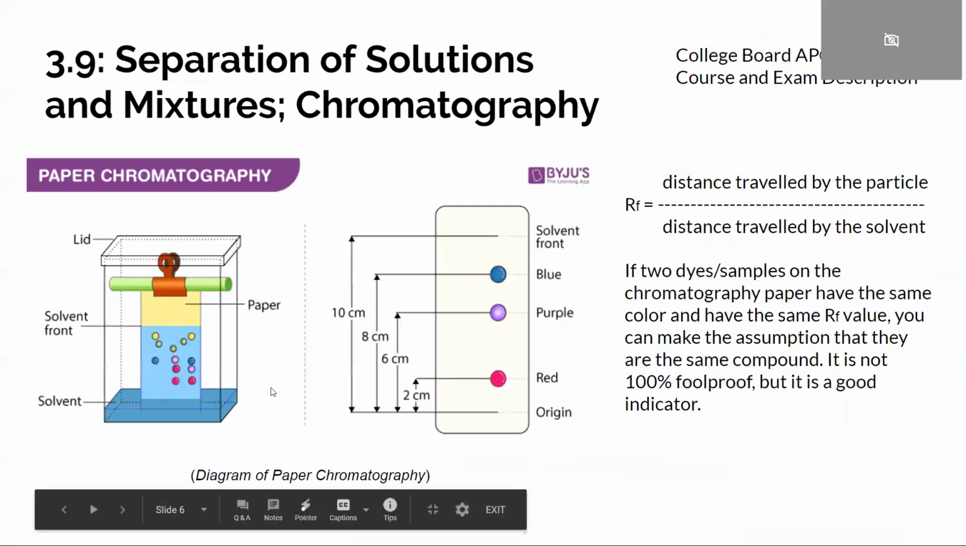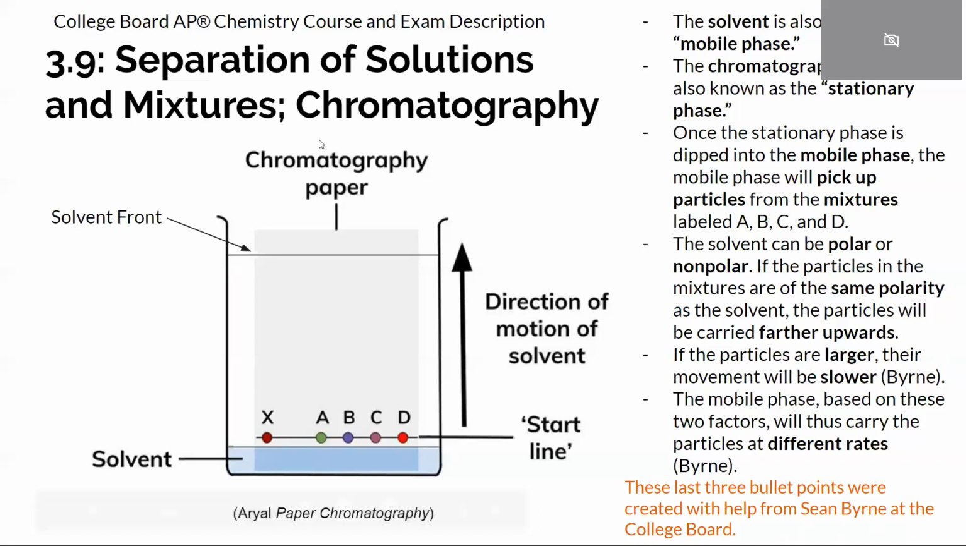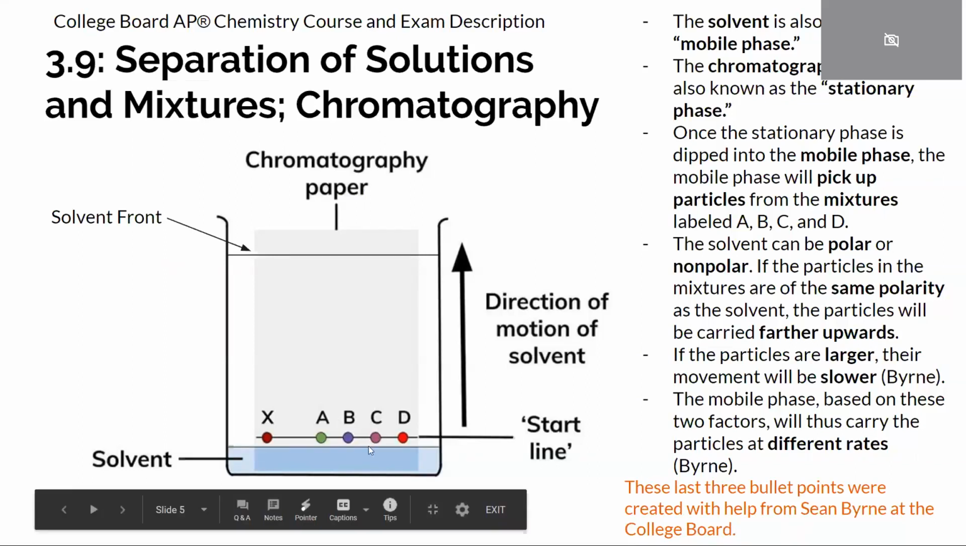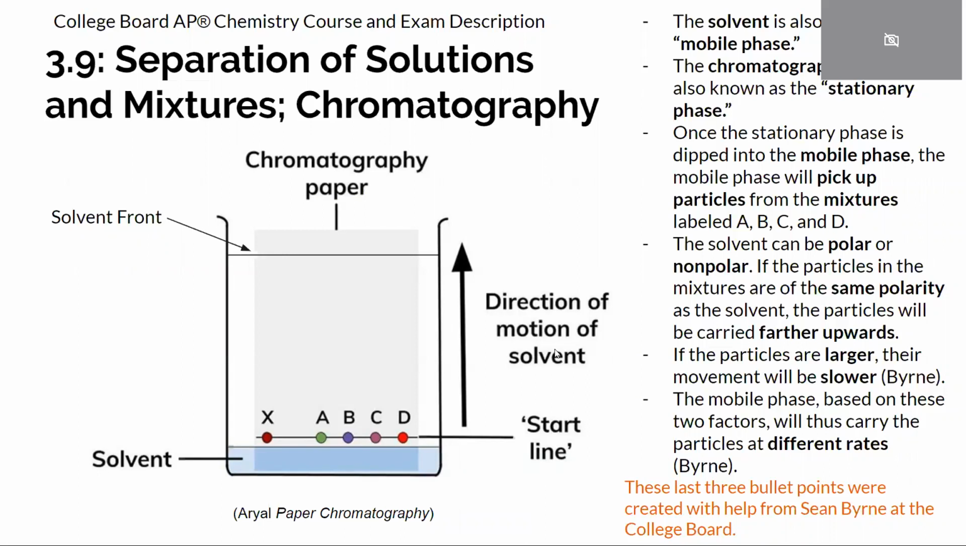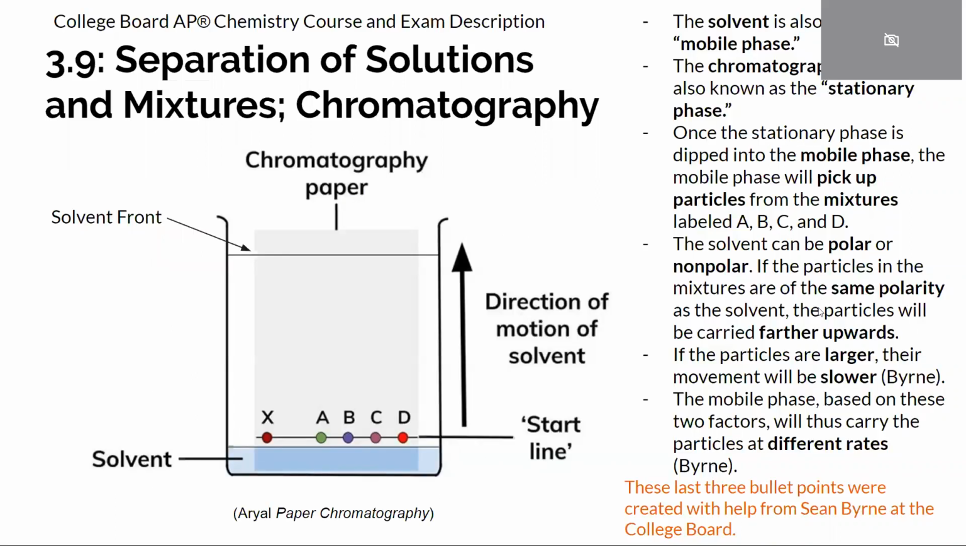So all of these are mixtures, separations of solutions and mixtures. We're going to be talking about mixtures here. And so the solvent can be polar or not polar. If the particles in the mixtures are the same polarity as the solvent, the particles will be carried farther upwards. So that's why in this definition really of the different strength of intermolecular interactions, that's where that polarity comes into play.